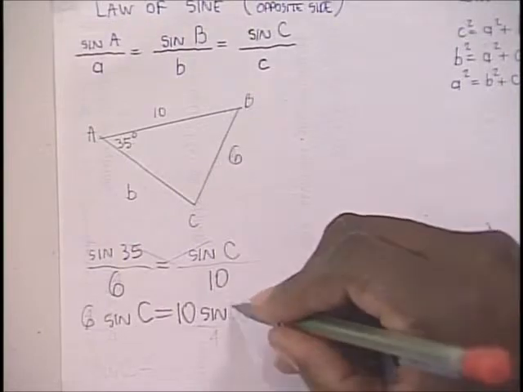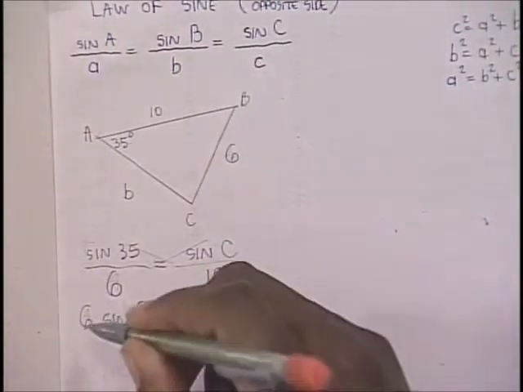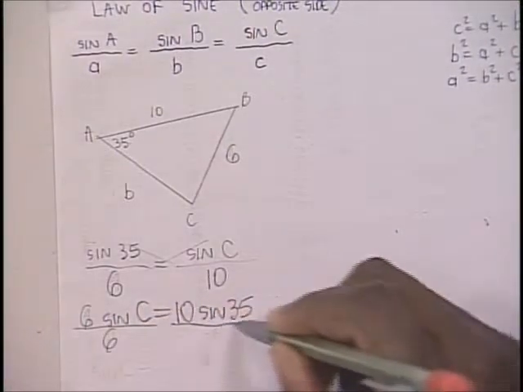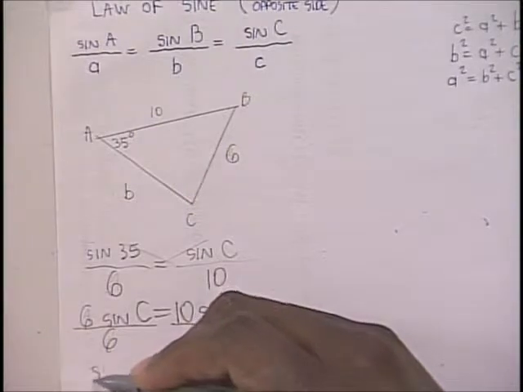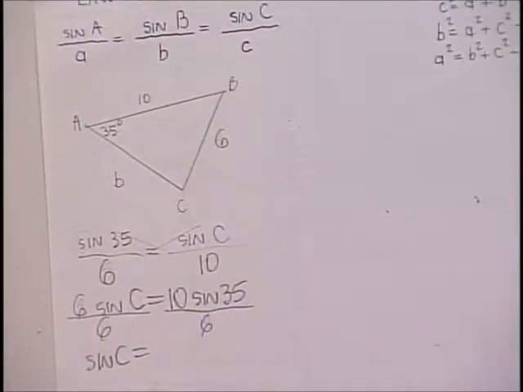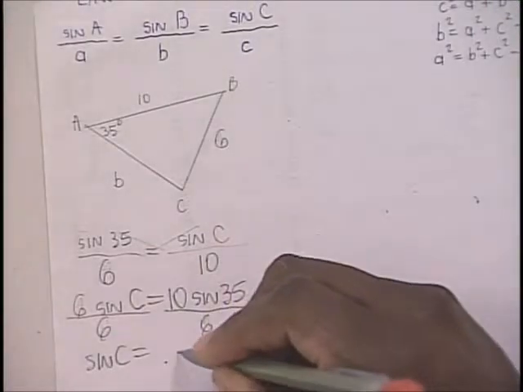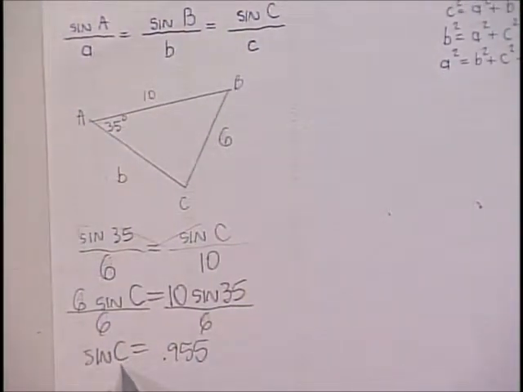All right, so we're going to divide now, trying to solve for this c. Let's divide by 6 on both sides. We get the sine of c is equal to the result of this. So we have 10 times the sine of 35, divided by 6, and we end up with 0.955.